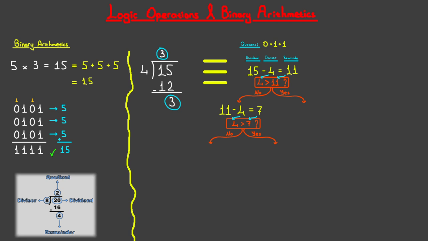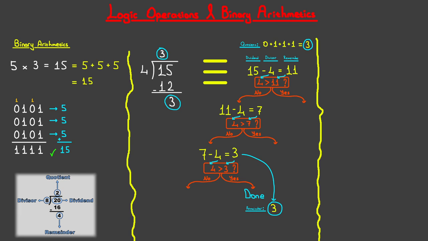It's not, so we continue. Take the remainder again and subtract the divisor. Add 1 to your quotient. Is the divisor bigger than the remainder? This time the answer is yes, so we are done. And the last remainder is our final remainder. Let's do this with our binary equivalent numbers.